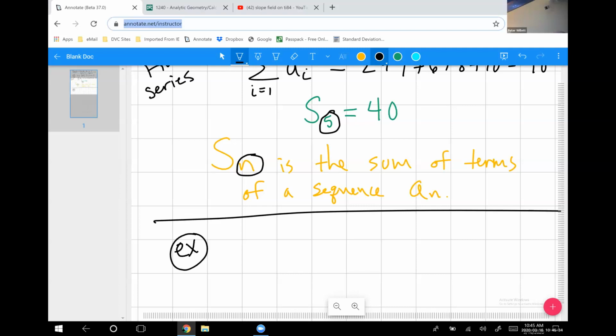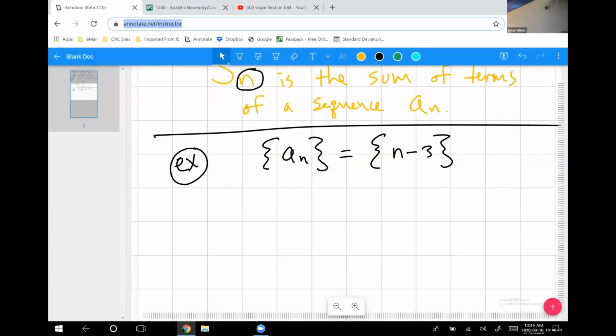So let's say I had a sub n was equal to, and we'll do this with a formula, n minus 3. In this case, this is potentially an infinite sequence because I haven't put any restrictions on the value of n. And then I could say that my goal is to evaluate S sub 5.